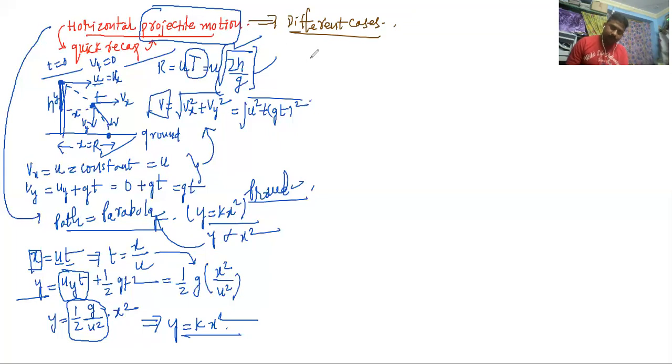Let's look at the first case. This is the ground. This is the tower of height H, capital H. From this, a ball is projected with some initial velocity u. Now the ball has reached the ground like this. This is the point O, the origin, this is the point A, and it has reached the point B.